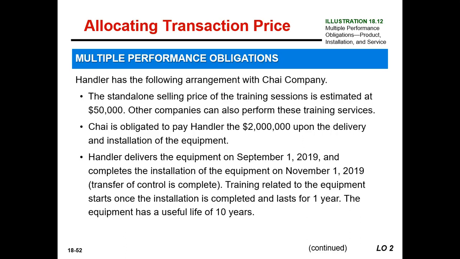Transfer of control is complete. Training related to the equipment starts once installation is completed and lasts for 1 year. The equipment has a useful life of 10 years.